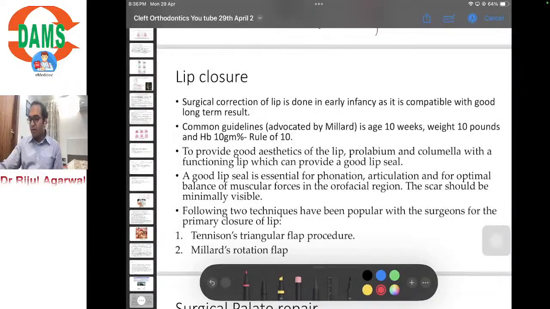So what are the two techniques which are involved? These are the Tennison triangular flap procedure and the Millard's rotation flap.